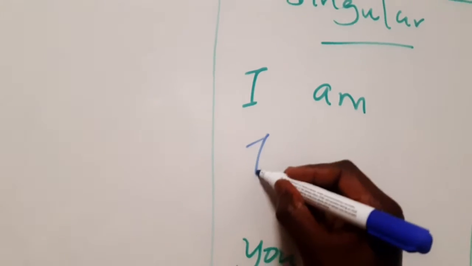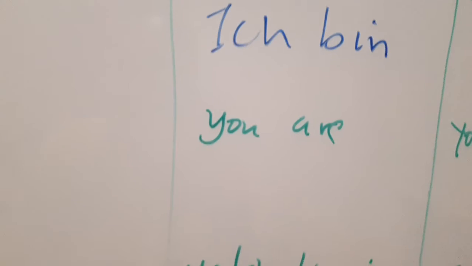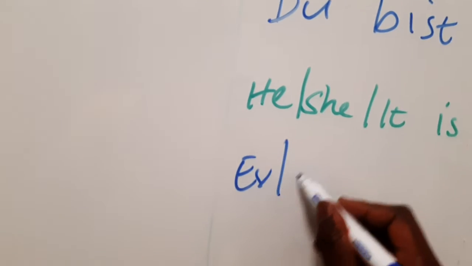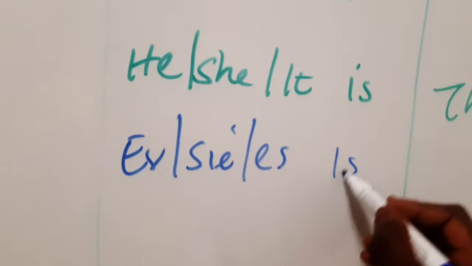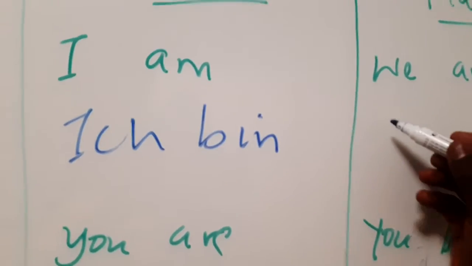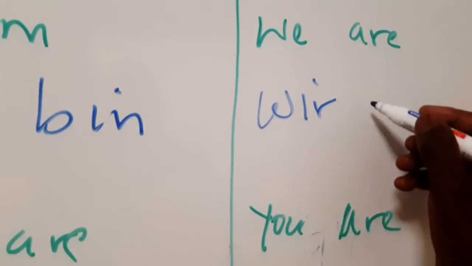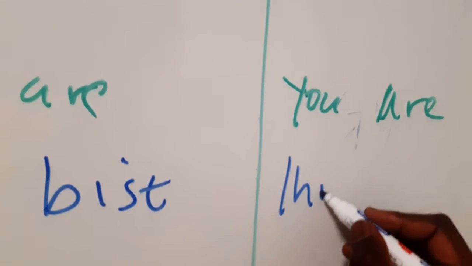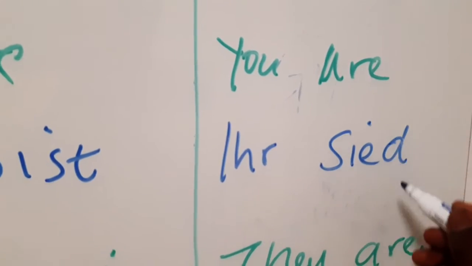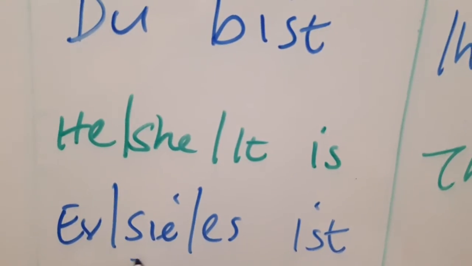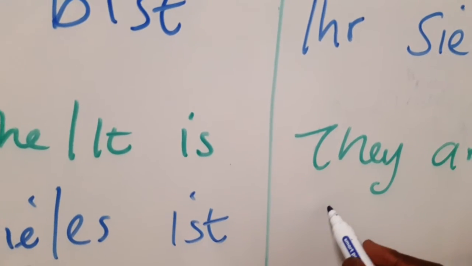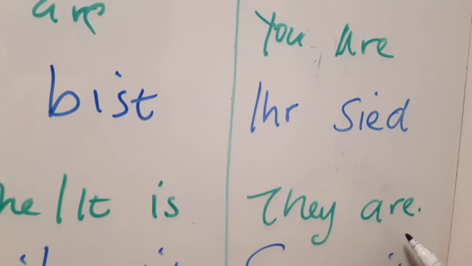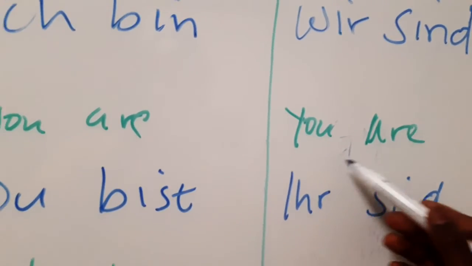So I am was ich bin, du bist, er, sie, es, ist, then wir sind, ihr seid, and so now you'll use this S, but now this S will be capital, so it's Sie sind. Okay, so Sie sind is the "are" in German, and here ihr seid is "you are" in German.